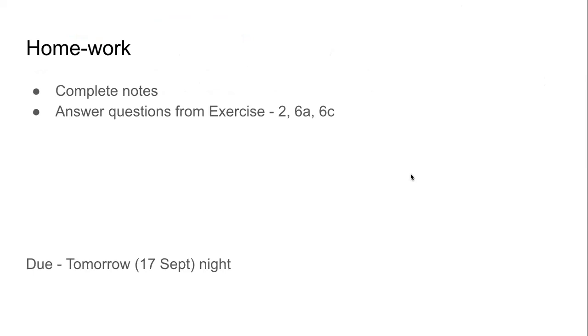And that is what you will complete as homework. You will complete the notes. So the notes will be about anomalous behavior of water, and the notes will not be complete because we will study about the effect on melting and boiling points, effect on melting point and boiling point due to this anomalous behavior of water in the next class. But you can definitely answer these questions that we discussed in the class today from exercise question number 2, 6A and 6C. Complete and share it with me by tomorrow night.